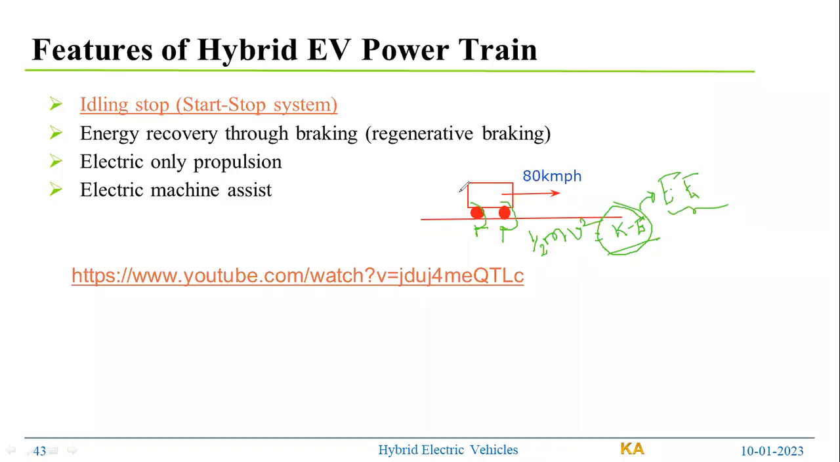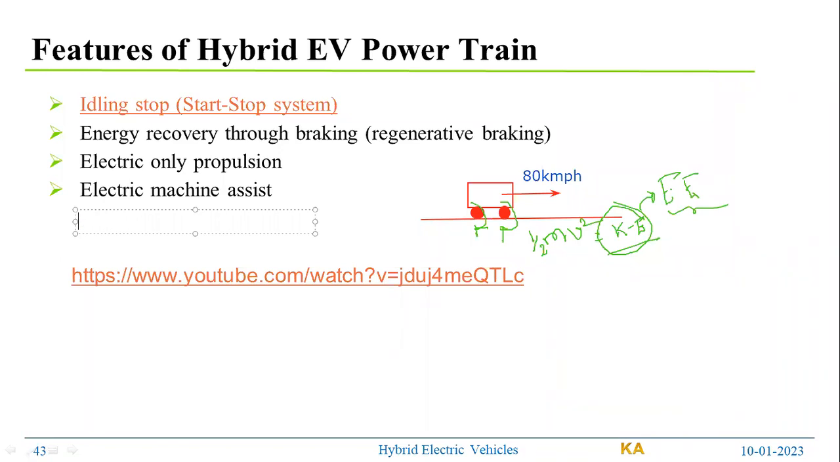And the fourth point is electric machine assist. Electric machine assist is nothing but, during the starting condition, this electrical machine will assist the IC engine, and whenever there is a high torque required, then this machine will support. But here it will not run only on the electric machine.